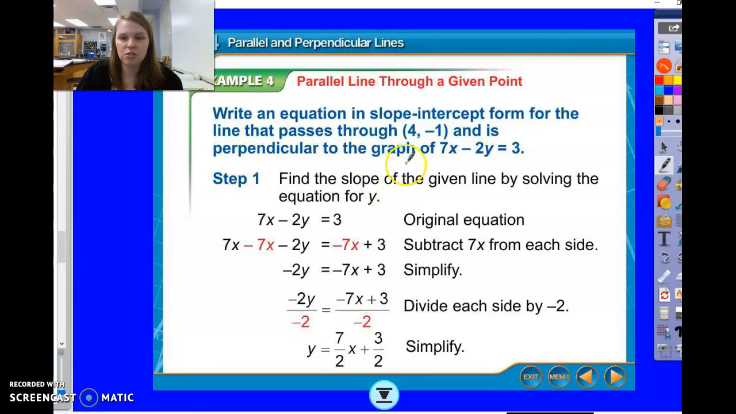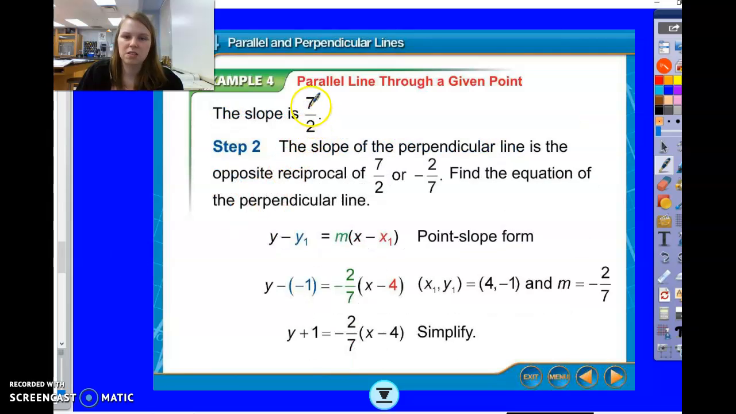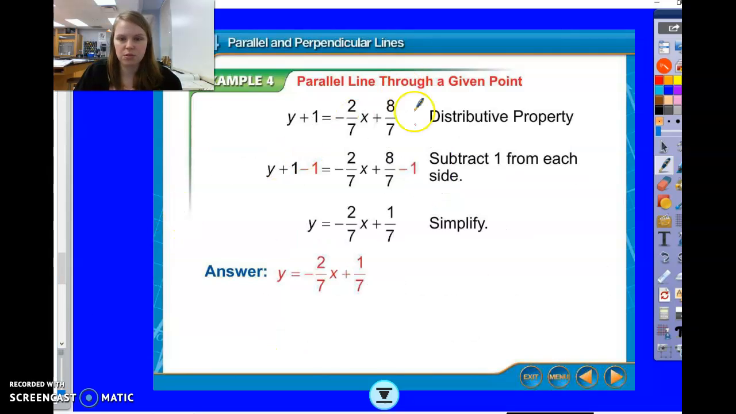So if we're supposed to write an equation in slope-intercept form that passes through that point, so you have the slope, right? So now we have the slope, you have this point. Oh, and it's supposed to be perpendicular. Okay, so remember this, 7 over 2. So what they said is 7 over 2, the opposite reciprocal would be negative 2 over 7. So this is the slope that we're going to use. And we already had the point here, so we plug in that slope. We plug in 4 and negative 1 for x and y. And we simplify. And once we simplify all the way to slope-intercept form, it ends up looking like this. Negative 2 over 7x plus 1 over 7.